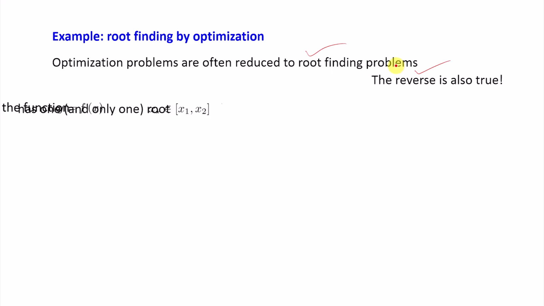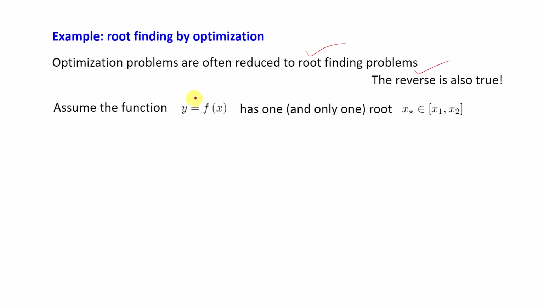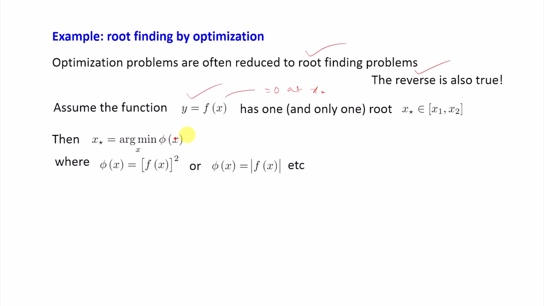So let us see. For example, let us say that we have a function y equals f(x), and it has one and only one root in this interval x1, x2. So at that particular point x star, I have this equal to 0. Therefore, I can say that this x star point will minimize this function phi(x) if phi(x) is the square of this f(x), or phi(x) is the absolute value of this f(x). And you can define many different phi(x) actually. If phi(x) is the integration of f(x), then also you can do so.